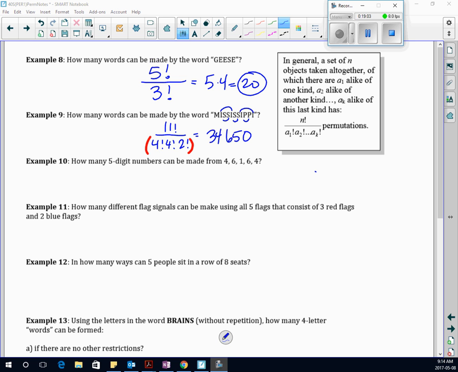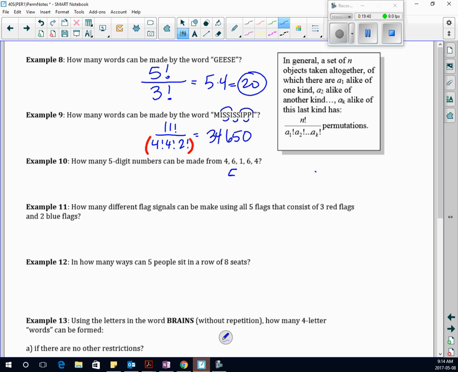How many 5-digit numbers can be made from 46164? Now, what's the difference between what we had before? We never had repeated digits, right? So does everybody see if I switch the 6's around, like if this was 46,164 and I switch the 6's around, it would be the same number? Okay, so it works the same there. So again, how many 5-digit numbers can be made? So how many choices do I have here?